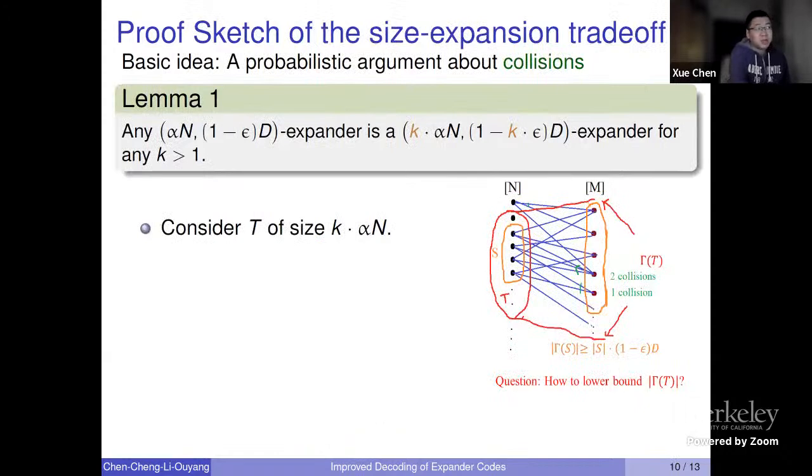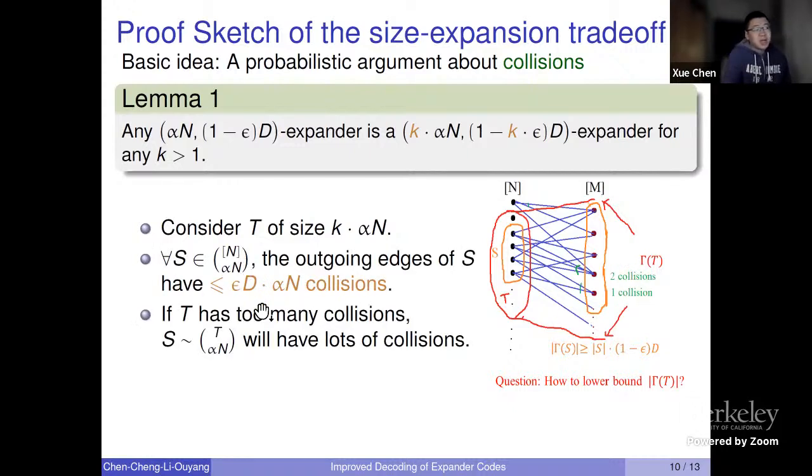Let me tell you a little bit more about how we prove the size expansion trade-off. The basic idea is a probabilistic argument about collisions. Let me remind you what we need to do here. We know the graph satisfies some expansion for subsets of size alpha n, and we want to prove a slightly worse expansion for larger subsets of size k times alpha n. So we know S has expansion (1 - epsilon) d times the size of S. We want to prove the lower bound on the size of its neighborhood, gamma of S.